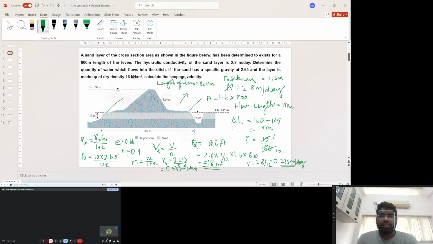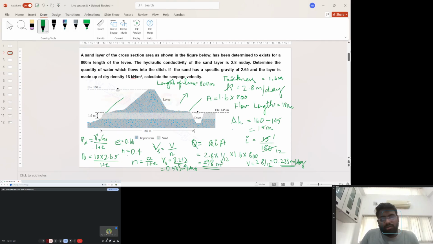So ideally, all the three unknowns have been calculated. First is the discharge that takes place through the sand layer, which gets collected in the ditch at the downstream end. That comes to around 298 meter cube, and the discharge velocity is 0.233 meter per day, which is from Darcy's law, and seepage velocity comes to 0.583, which is obviously reasonable because it is greater than the discharge velocity.